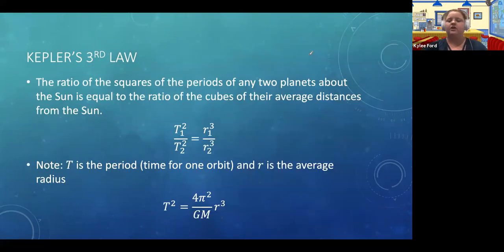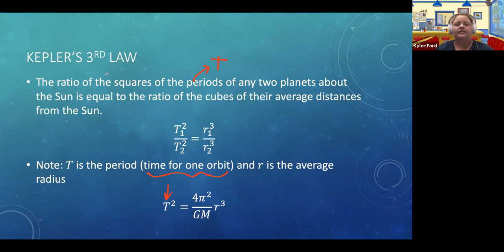Okay, so moving on to Kepler's third law. This is sort of related to what I was just talking about, but now we're looking at the periods. The period is just T. And if we're comparing two planets, I should first go over this one. So T is the period, or the time for one orbit, and R is the average radius. We have G, our gravitational constant, and then M is the mass of whatever we're looking at.